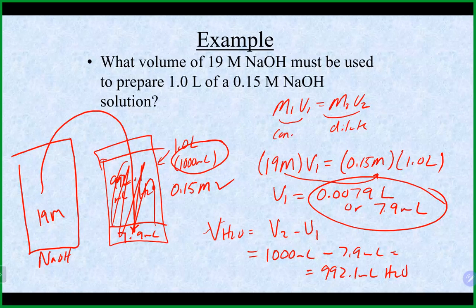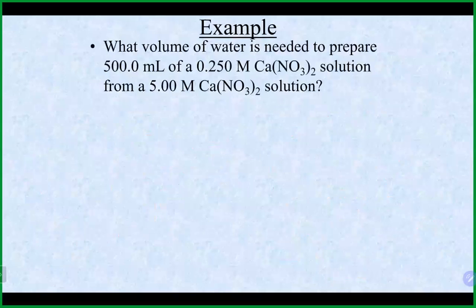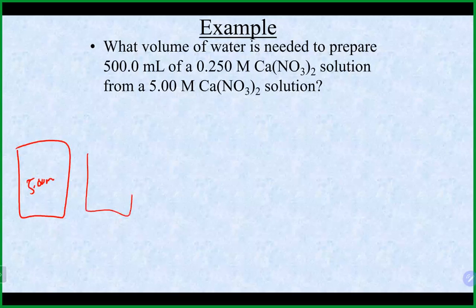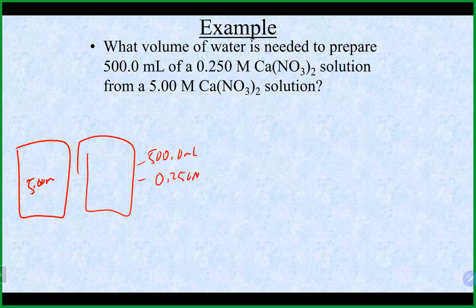All right. So let's take a look at one, maybe like that. What volume of water is needed to prepare 500 milliliters of a 0.25 molar calcium nitrate solution from a 5 molar? We got a more concentrated 5 molar bottle sitting there. We want to eventually make a badly drawn bottle that's 500 milliliters. And again, ends up with a concentration of 0.25 molar. It's obviously calcium nitrate to calcium nitrate, no reaction or anything happening here.